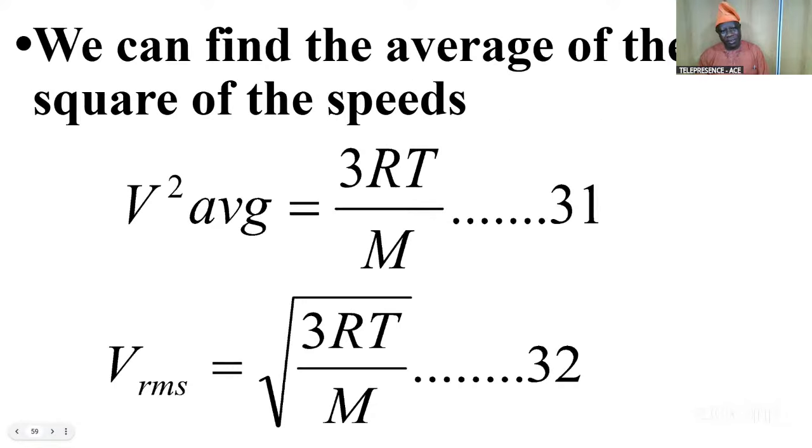Equally, in this next slide, we can find the average of the square of the speed, that is v squared average, which is equal to 3RT divided by M. That gives you equation 31. I've decided to number the equations so that they will be identified. So finally, your v rms equals the square root of 3RT over M. The equation is becoming better and more familiar. That gives you equation 32.